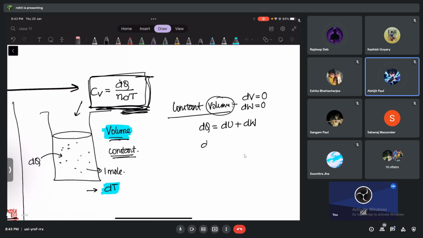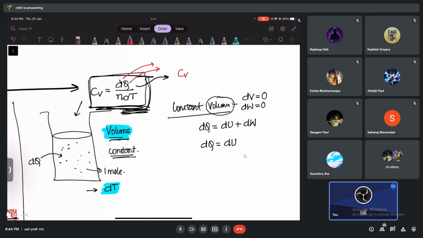So now according to this, dQ equals to what? dU. From this formula, tell me what will be dQ. Cv and dT. I think this part is clear. So in place of dQ, I'm going to write Cv dT equals dU.